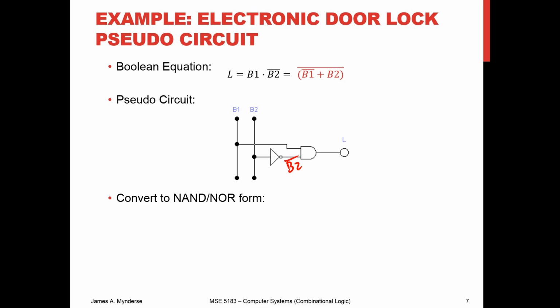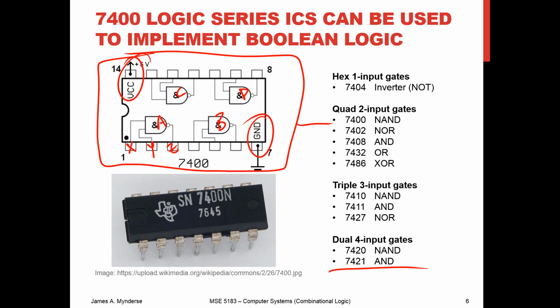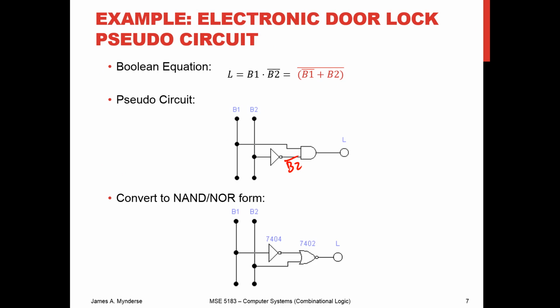Or if we convert it to NAND and NOR form, we might write it out this way. B1 and B2. We'll run B1 through our 7404, which, let me flip back real quick, is our hex 1-input inverter. So I'm going to use 1 out of the 6 that are in there. So that's my not B1, and then I will NOR those two to get the lock. And so that's an equivalent form.